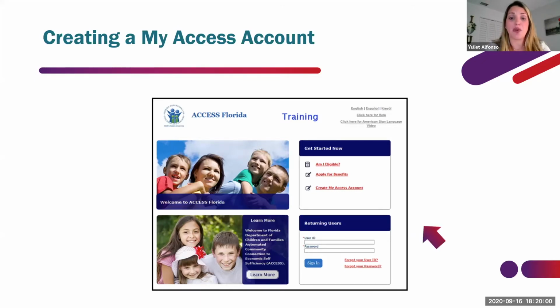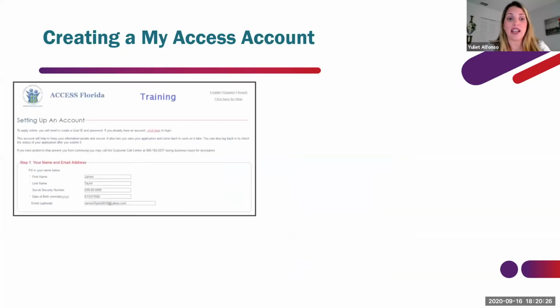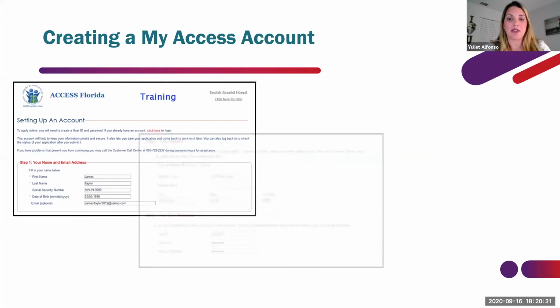Now, the first thing you want to do is just click on apply for the benefits or create my account. Either one is going to take you to the same screen, which is this one right here. This is in English, Spanish, and Creole, so you can switch it to any language that you wish to work with. It gives you the option to log in if you already have an account, and at the bottom, it gives you the option to create an account. Once you select that option and you click next, it's going to ask you a set of 5 steps.